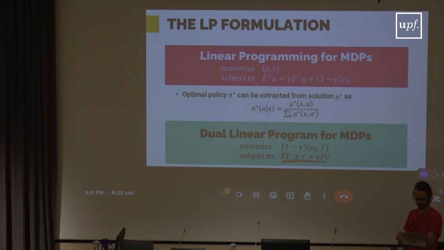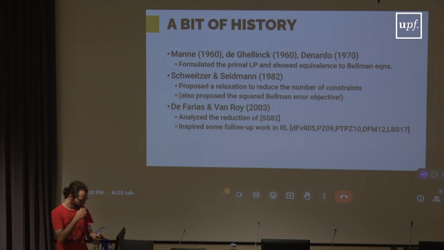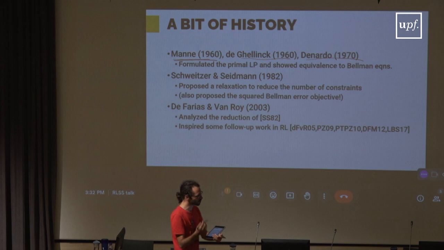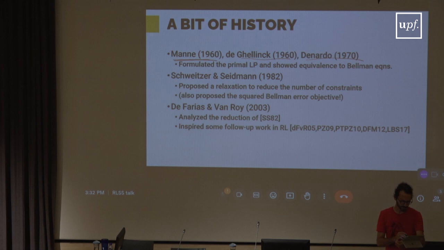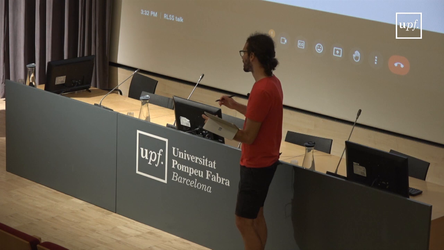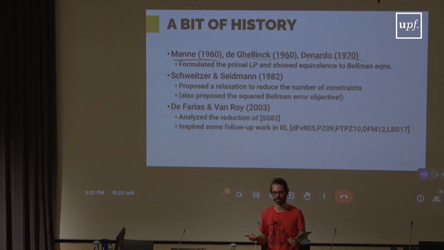All right, so let me just give you a bit of a history lesson here. This linear program framework was, I'd say, first discovered in a special case by Manne in 1960, and also Gergely, and Denardo, a French mathematician, in 1970, who stumbled upon the same formulation for optimal control. They slowly developed a general theory of these linear programs, and they showed equivalence already to the Bellman optimality equations. And then in the operations literature, Schweitzer and Seidmann proposed a method that really served as the foundation of most reinforcement learning algorithms that have been developed in this framework.